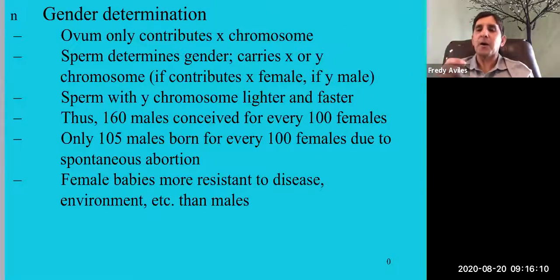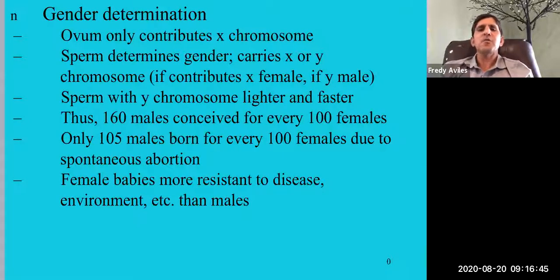For males, the sperm that tries to fertilize the ovum can carry an X or a Y. So what that means is that it is the father that determines the sex of the child, because the mother can only contribute an X. The father will give either an X or a Y. If he gives an X, it'll be a female. If he gives a Y, it's a male. It's the sperm that carries either an X or Y, so only the father can determine the sex of the child.